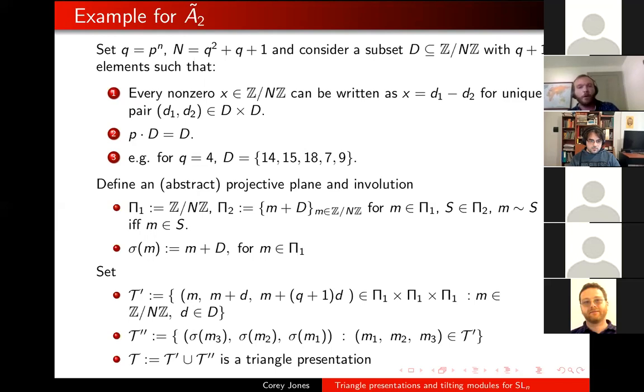Okay, and then of course, now you have the recipe to go build an affine A2 building combinatorially. You can just take this, use the recipe for building the discrete group, take the Cayley graph, and there you go. There you have an affine A2 building.